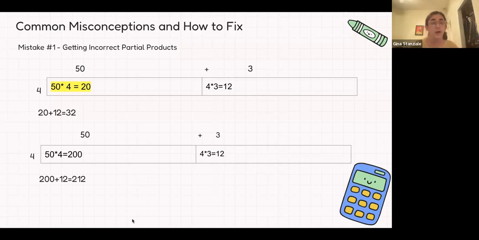So it is very important just to make sure that students are doing each individual part correctly, because if they don't do each individual part correctly, it messes up the whole.